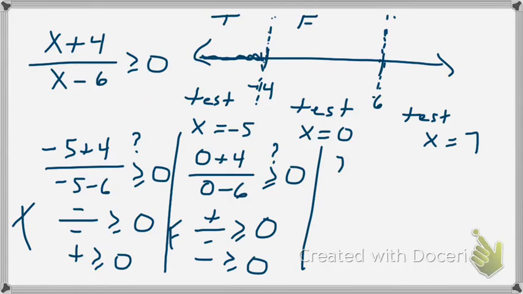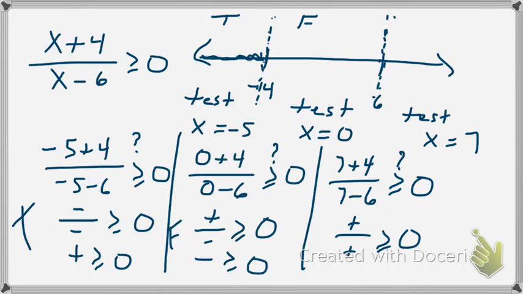Let's test 7. 7 plus 4 over 7 minus 6. We want to know, is it greater than or equal to 0? The top is positive, the bottom is positive. If you divide two positives, you've got a positive. To say a positive is greater than or equal to 0, that's a true statement. So we know 7 is an answer, and all numbers on the right with 7 are answers. So we are shading the right-hand side. We found our answers to be on the left and on the right, not in the middle.